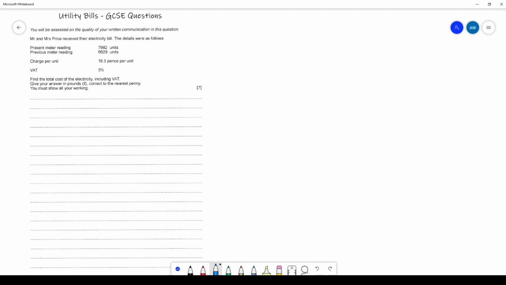Okay, let's have a look at this GCSE question on utility bills, and this one is about electricity, as you can see here. So let's read this first line here. It's important. You will be assessed on the quality of your written communication in this question.